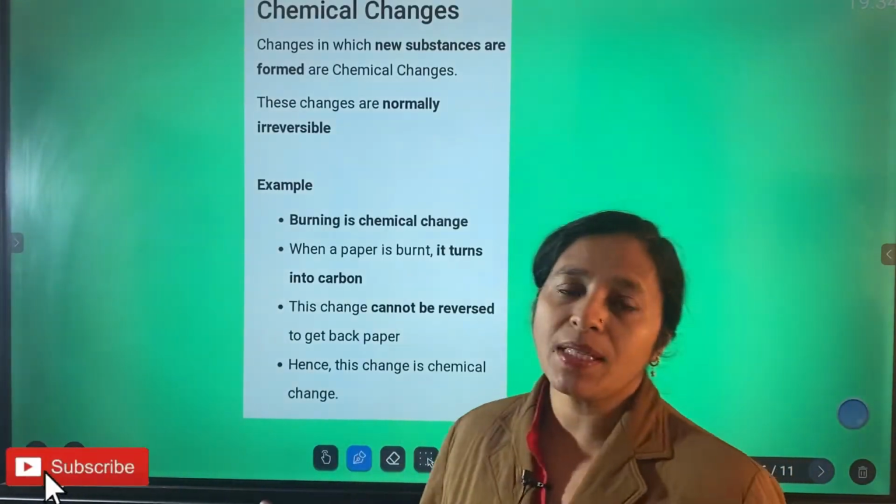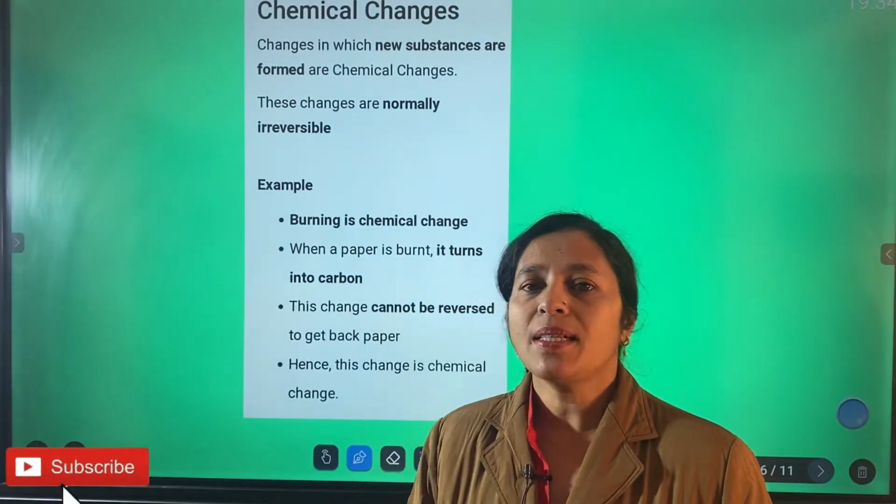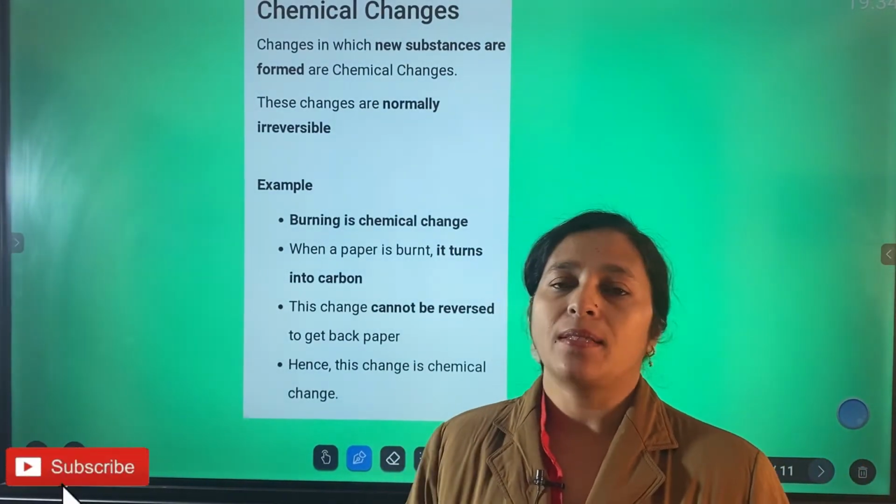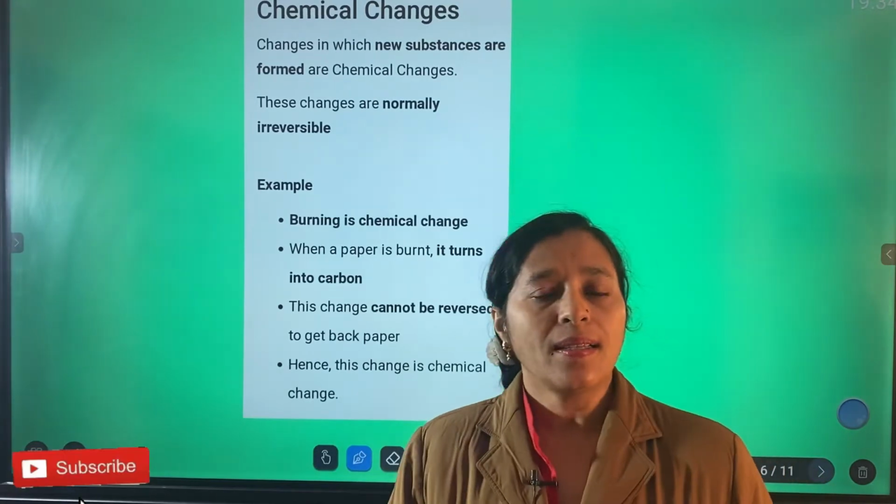The next one is chemical change. What is a chemical change? A chemical change is accompanied by the formation of a new product. अगर कोई नया product बनता है, then you can say that is a chemical change.